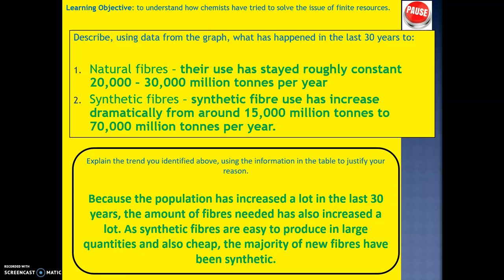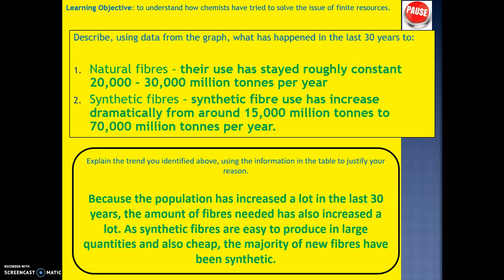Describing the data using data from the graph. What has happened in the last 30 years to the natural fibers? Their use has stayed roughly constant, at 20,000 to 30,000 million tons per year. Synthetic fibers, however, have increased dramatically from around 15,000 million tons to 70,000 million tons per year. So natural fibers stayed roughly constant, and synthetic fibers increased with those numbers there. Give yourself a mark out of 2 for that.